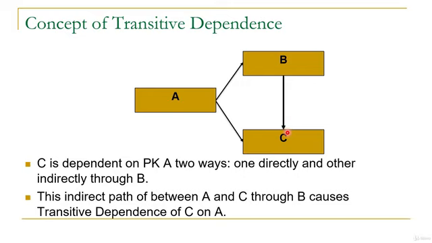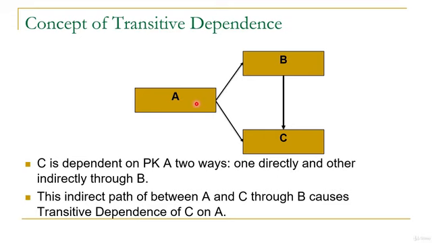When a non-key attribute functionally determines another non-key attribute, this situation is called transitive dependence, because attribute C is dependent on the primary key in two ways. One, C is directly dependent on A, which is the primary key. And another, C is also dependent on the primary key through B, from A to B and B to C. So this indirect path between A and C through B is called transitive dependence. Which means C is transitively dependent on A.